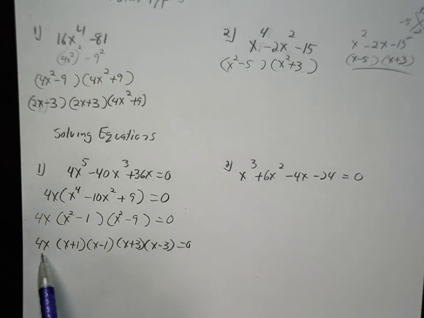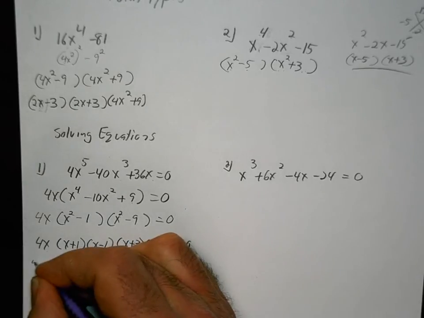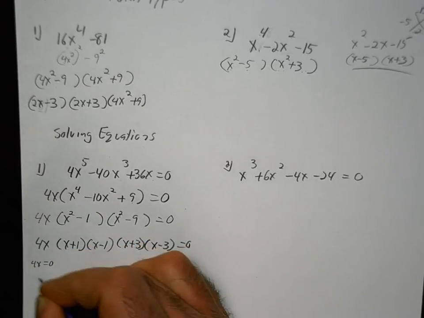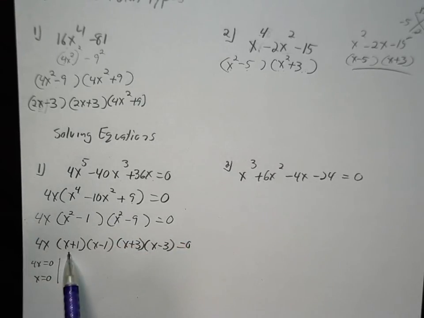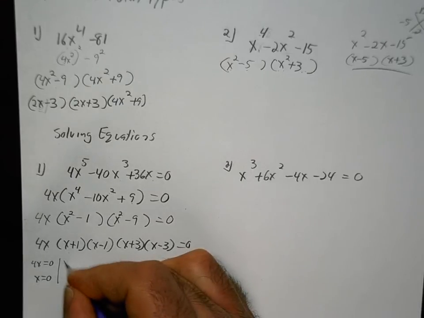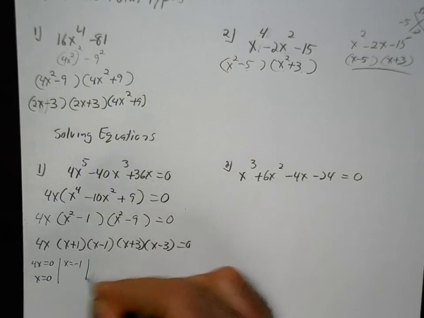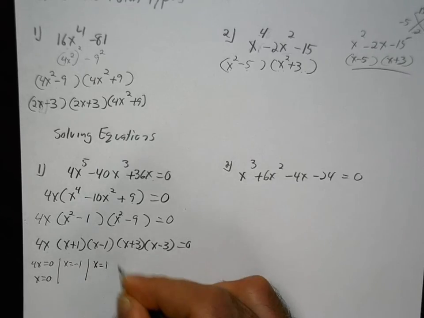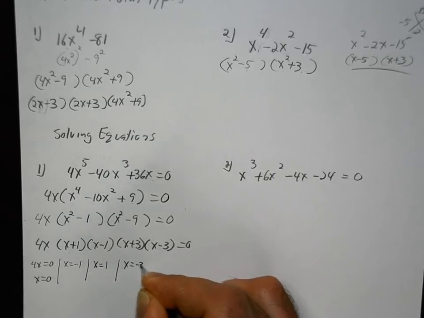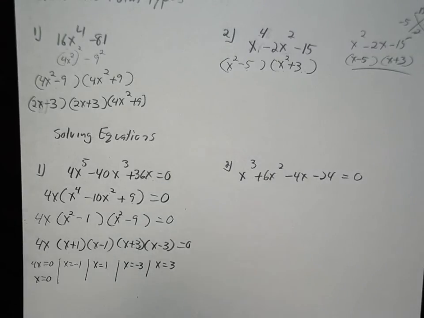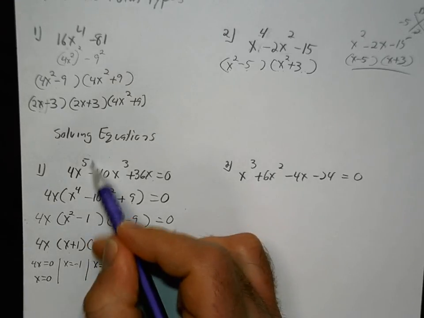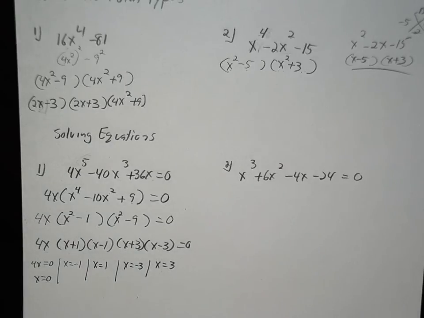Okay, so now I can find my solutions. I have to set all these factors equal to 0. So if I set 4x equals 0, my one solution is x equals 0. If I set x plus 1 equal to 0, I'll get x equals negative 1 for a solution. This is going to give me x equals 1. This is going to give me x equals negative 3 and x equals positive 3. So I have 1, 2, 3, 4, 5 solutions. And one thing we'll find out in the future is whatever the degree is, that's the maximum number of solutions we can have.